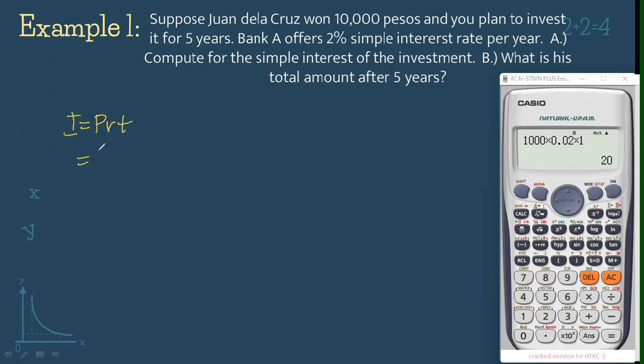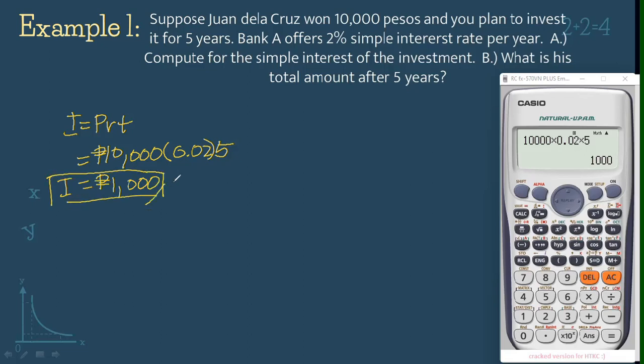So ano po yung P natin? That is 10,000 pesos. 10,000 pesos times what is our rate? That is 2%. And changing 2% into decimal, we have 0.02. Times ilan po yung years? 5 years. So ibig sabihin times 5 po siya. So let's say we have here 10,000 times 0.02 times 5, which will give us 1,000 pesos. So yung I po natin, 1,000 pesos. So ito na po yung value natin for our interest.